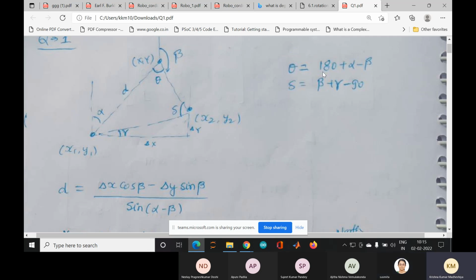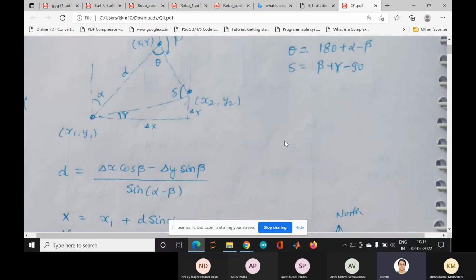Actually, theta is... I applied the rule that if two lines are parallel... Now, where are those steps? Those steps should be written down. Why are you explaining in words? No, there is no excuse. You got enough time. You need to write down the intermediate steps.